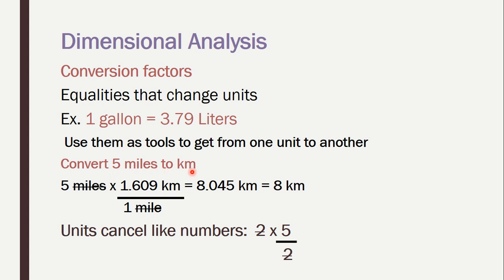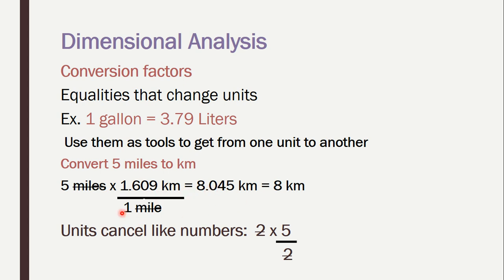So if I asked you to convert 5 miles to kilometers and you know that 1.609 kilometers equal 1 mile, you would multiply 5 miles times 1.609 kilometers per mile, and that would give you the amount of kilometers. See this here? This is the equality. This is the conversion that we used. If you ran a mile, you ran 1.609 kilometers. If you ran 1.609 kilometers, you ran a mile. These are equal.